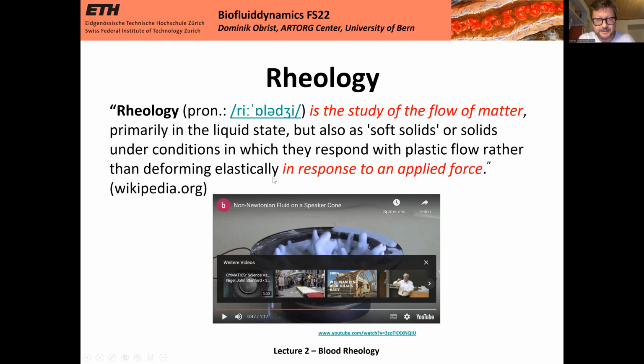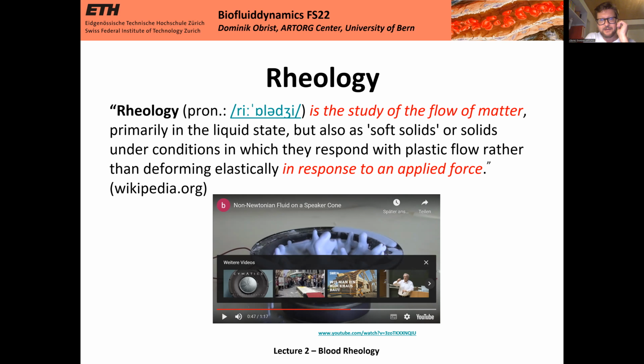Shear thickening is a fluid which becomes more viscous at high shear rates. When the loudspeaker is vibrating, we have relatively high shear rates because it's vibrating very fast. High shear rates act on the fluid, and it becomes more viscous, or thicker, if you want to say it. That's how you can build up these structures.